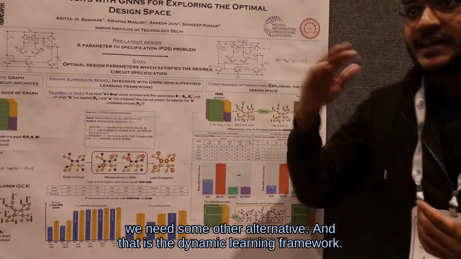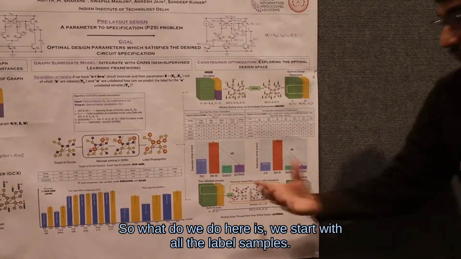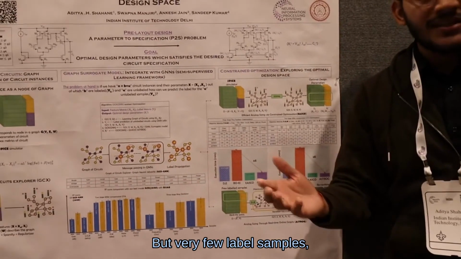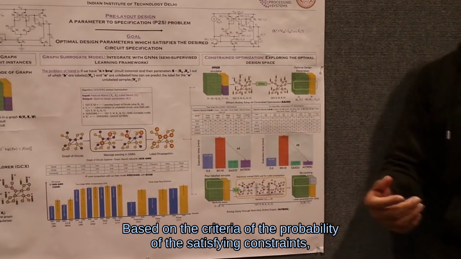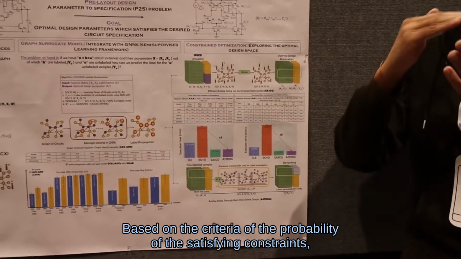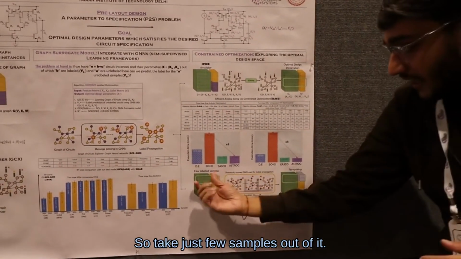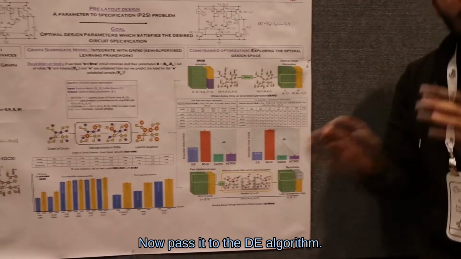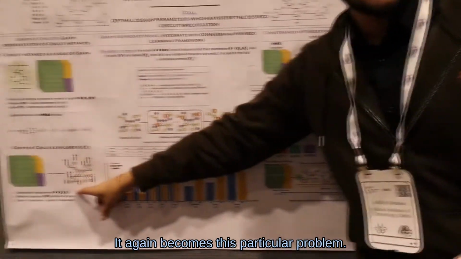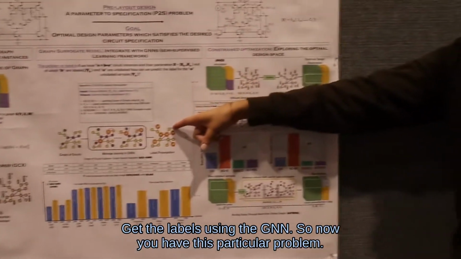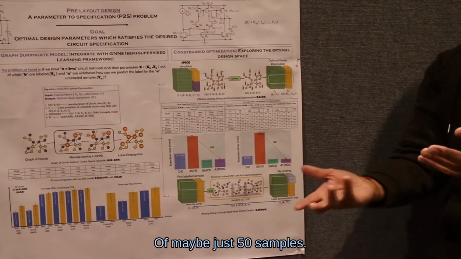So in that case, we need some other alternative, and that is the dynamic learning framework. So what we do here is, we start with very few labeled samples, just 20 or 50, right? You re-rank those samples based on what criteria? Based on the probability of satisfying constraints; the samples which do that should be placed at the top of the stack, right? So take just a few samples out of it. Now, pass it through the D algorithm, get new feature vectors, but you don't have the labels for them. It again becomes this particular problem. Get the labels using the GNN. So now you have this particular problem where the stack is completely labeled, of maybe just 50 samples.